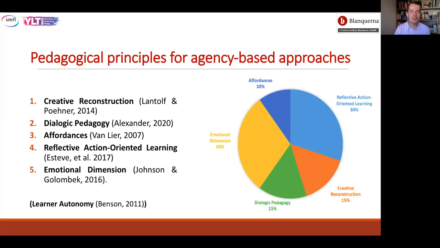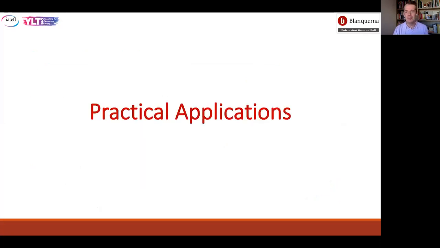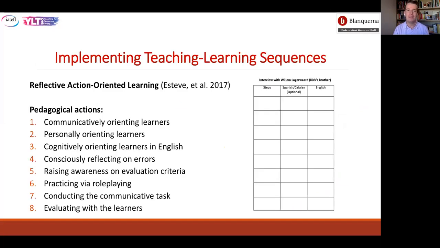Let me explain how these two principles can be put into practice. So there we go. The first practical application would be reflective action-oriented learning, and I have created, based on this, implementing teaching learning sequences, which consist of a sequence of tasks in order to communicatively and cognitively orient the students so that they can be confident enough to know in which context they find themselves, and to enable them to express themselves not only through their agency, but also anticipate the other person's reaction through agency.